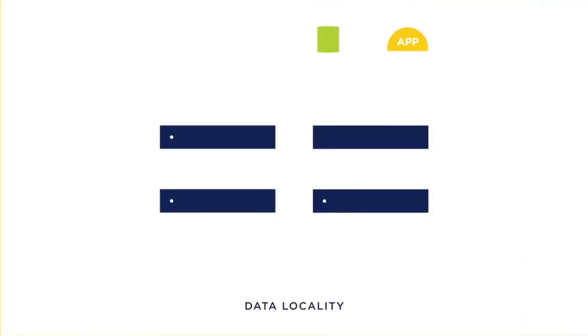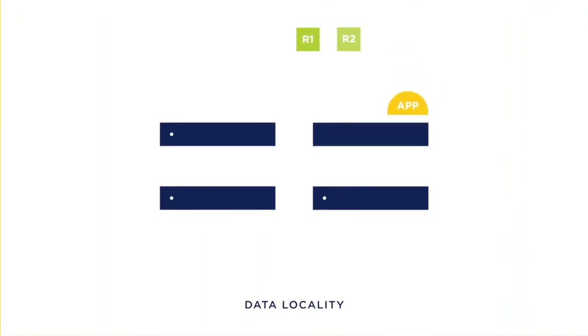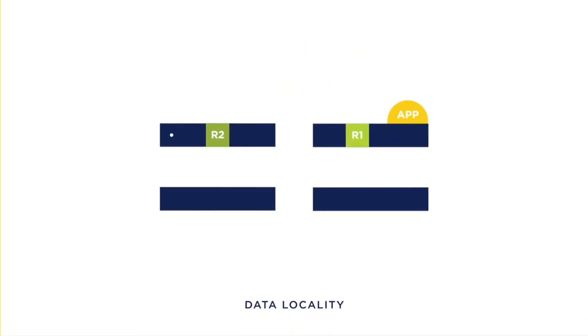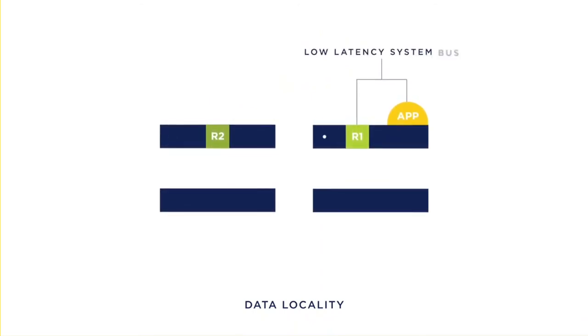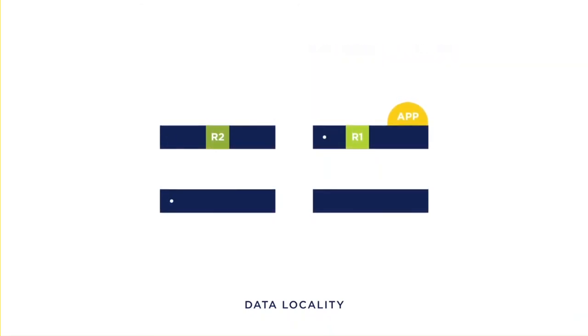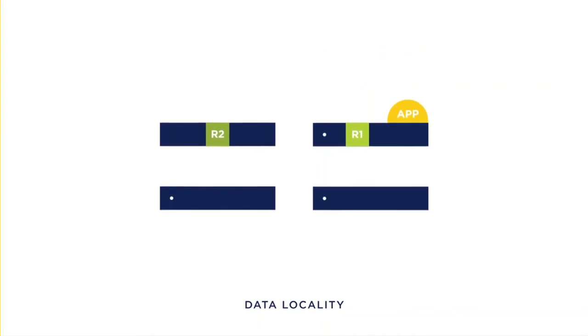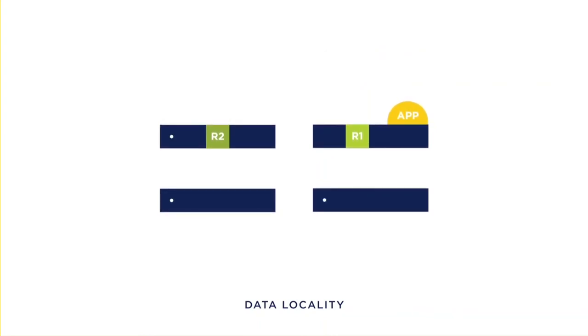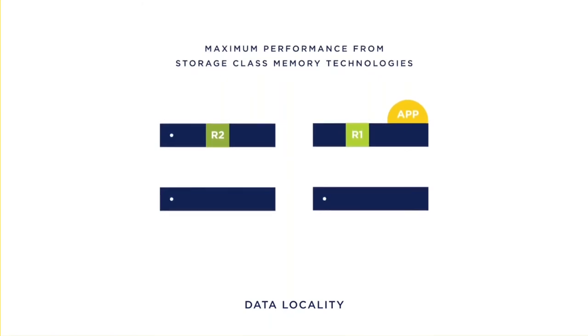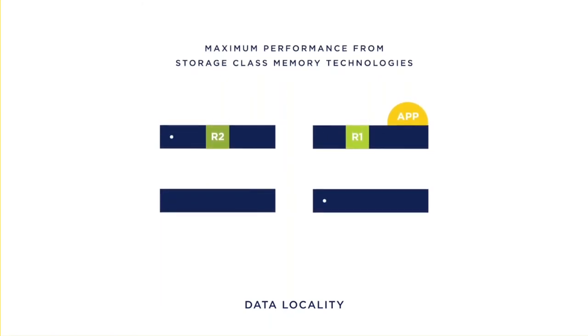Data locality is a very important HCI architectural capability, in which the system maintains 1 copy of data on the same node as the application. This enables applications to access data over a low-latency system bus, rather than a much slower network link. Data locality not only drives faster and more reliable HCI performance, it is an architectural requirement to drive maximum performance from NVMe drives or from storage class memory technologies like Intel Optane.